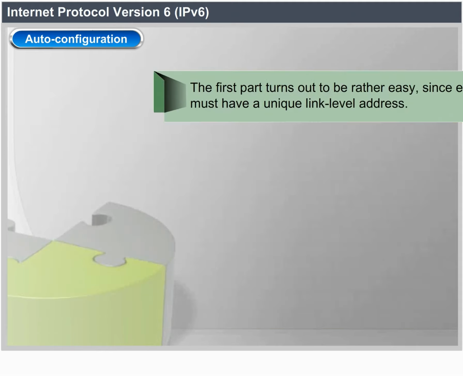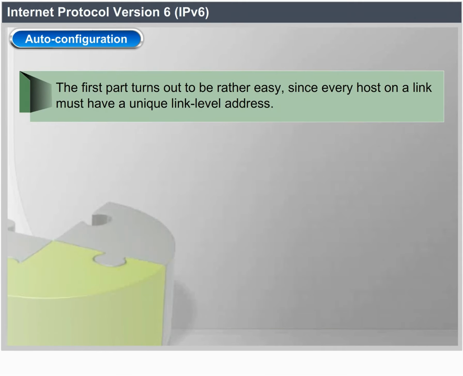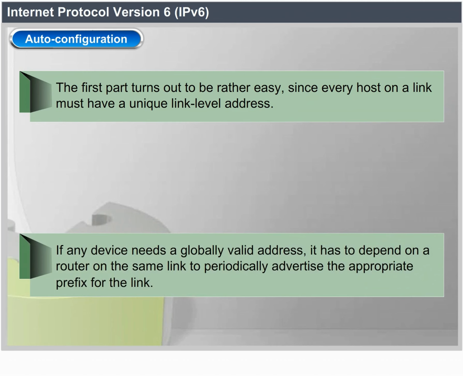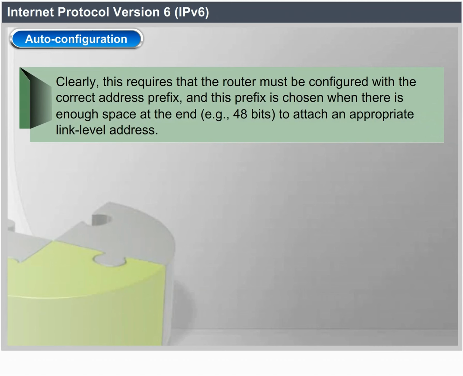The first part turns out to be rather easy since every host on a link must have a unique link level address. Those devices that need a globally valid address depend on a router on the same link to periodically advertise the appropriate prefix for the link. Clearly, this requires that the router be configured with the correct address prefix and that this prefix be chosen in such a way that there is enough space at the end to attach an appropriate link level address.